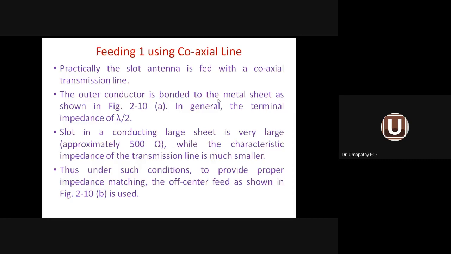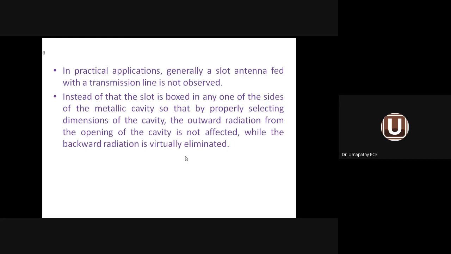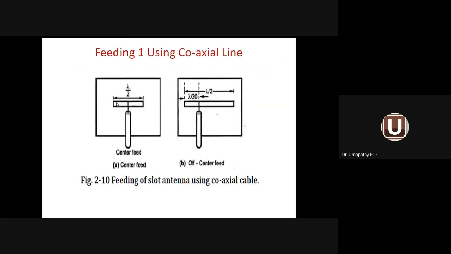The outer conductor will be bonded to the metal sheet. The slot is in a conducting larger sheet. It has a characteristic impedance of 500 ohm, while the impedance of the transmission line is much smaller. So we have to provide impedance matching. You see the diagram here. Just have a look at the diagram. We have two subdivisions, A and B. Both are equivalent to each other. There is only a very small difference. There is a little difference between these two diagrams. Otherwise, both of them are equal.